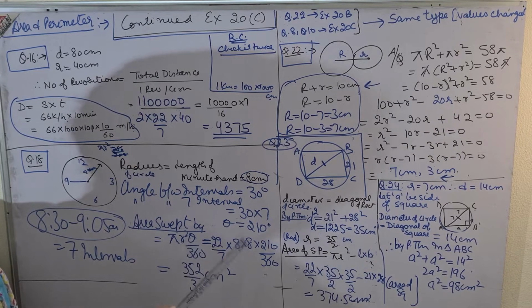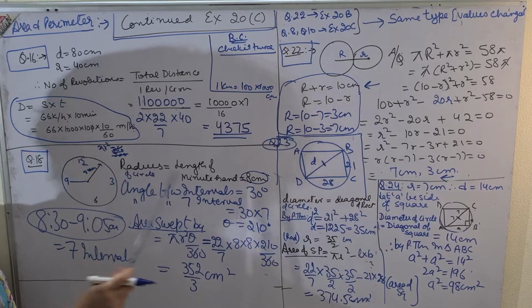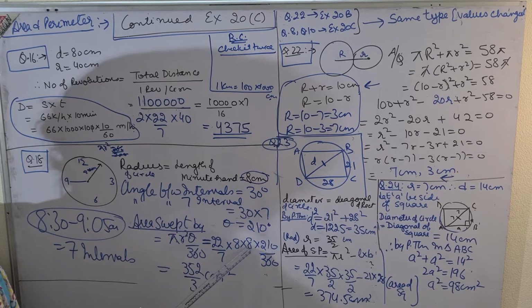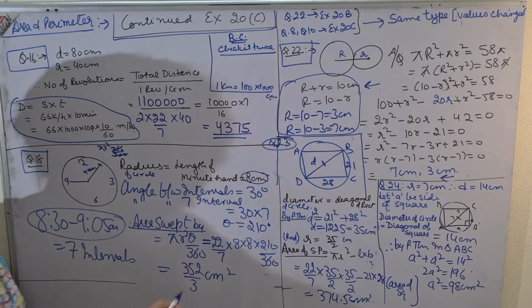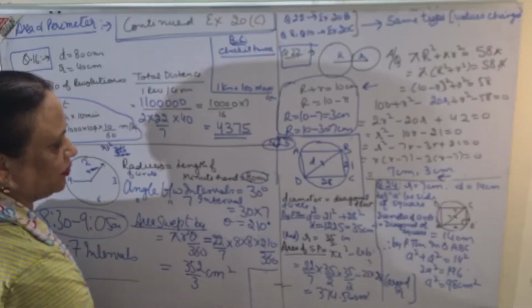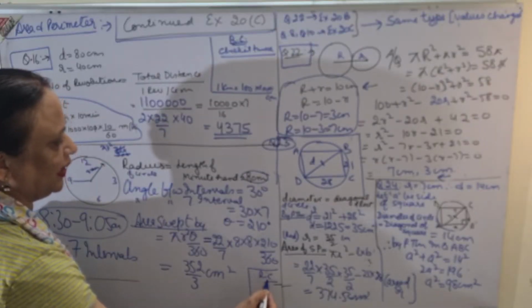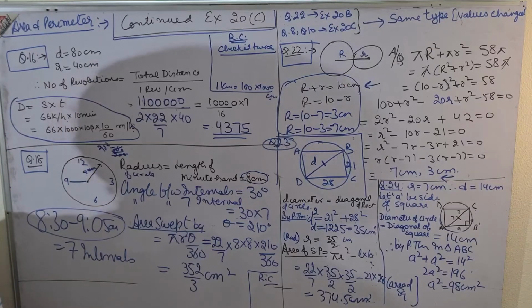Please substitute the values. The length of the minute hand will be equal to the radius of the circle. So 22 upon 7 into 8 into 8 into 210 upon 360, and please calculate it. Again I am repeating, please check in the rough columns. You can make it on the right hand side, on the left hand side, or at the bottom of the paper.